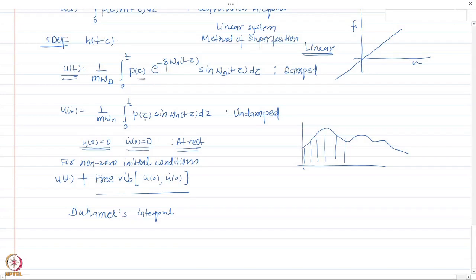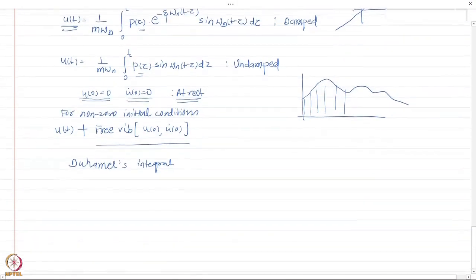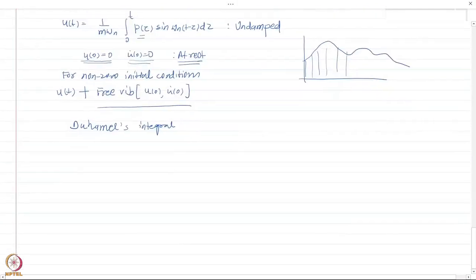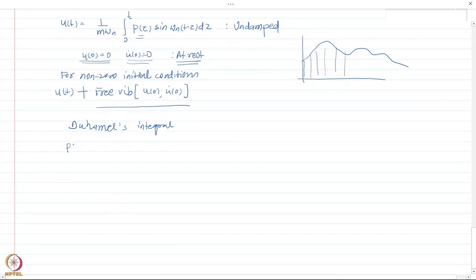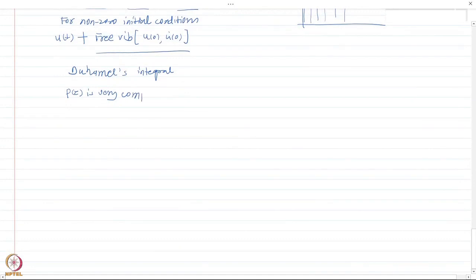If p tau is a very simple function, then I can integrate this expression and obtain the solution for u of t. But if p tau is very complicated, perhaps I won't be able to evaluate the integration analytically, and then I will have to go into numerical integration, which we will see in a future chapter. Instead of just integrating the Duhamel integral, there are better methods to calculate the numerical response.